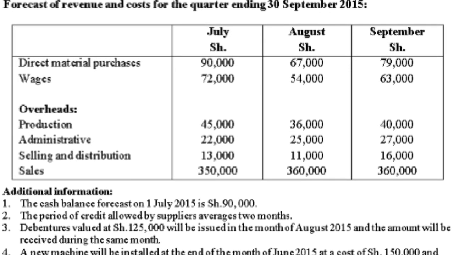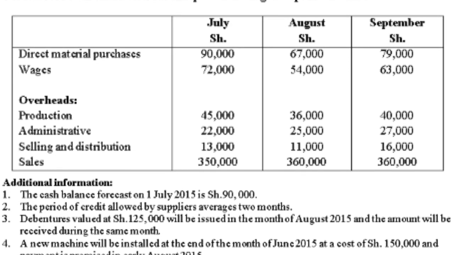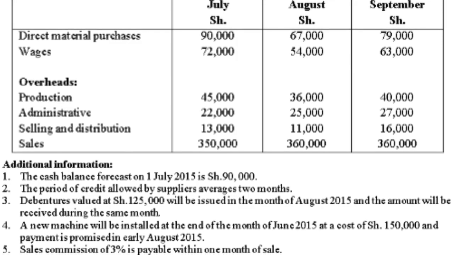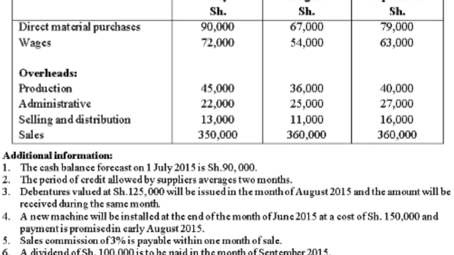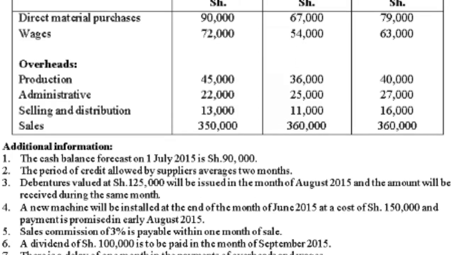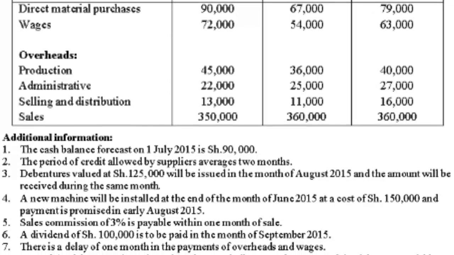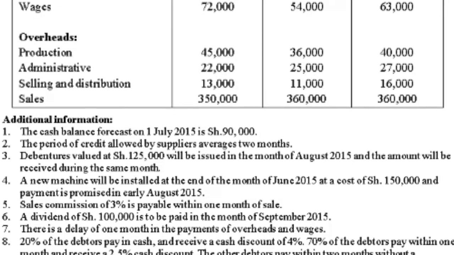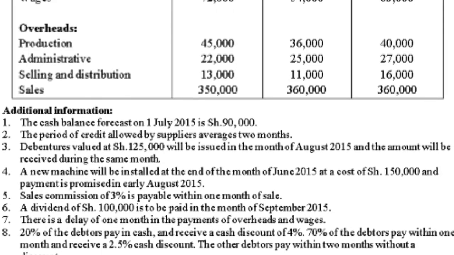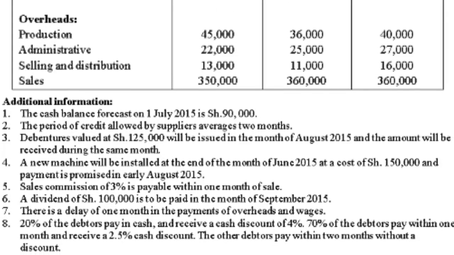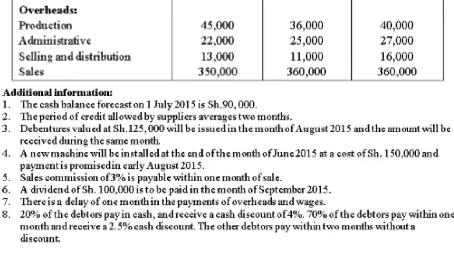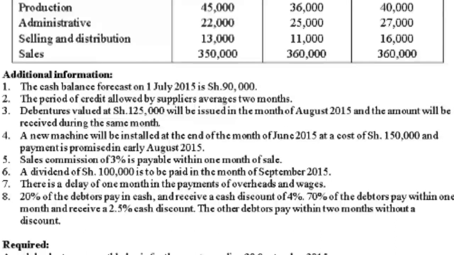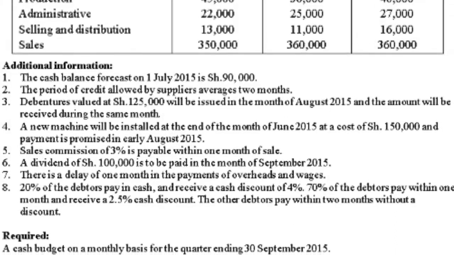Information number 1. The cash balance forecast on 1st of July 2015 is shillings 90,000. Number 2, the period of credit allowed by suppliers averages 2 months. Number 3, debentures valued at shillings 125,000 will be issued in the month of August 2015, and the amount will be received during the same month. Number 4, a new machine will be installed at the end of the month of June 2015 at a cost of shillings 150,000, and payment is promised in early August 2015.